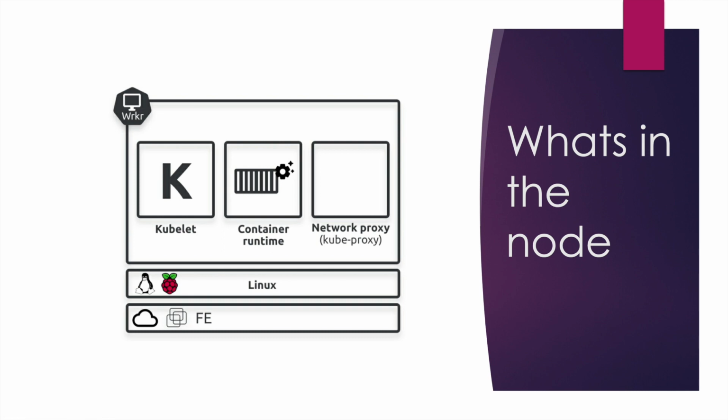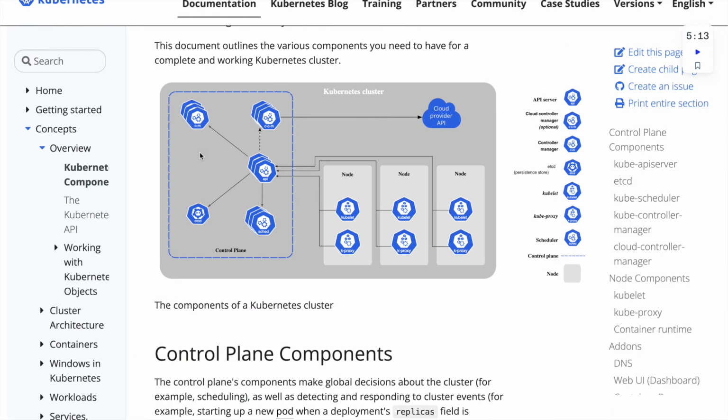And now we have seen what a worker node looks like. What we want to look at now is this image here. This is the Kubernetes official documentation. The Kubernetes cluster is divided into 2 parts. One part is called control plane, and the other part is called data plane.